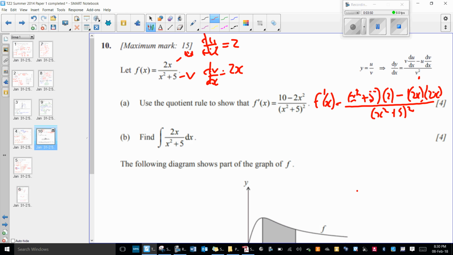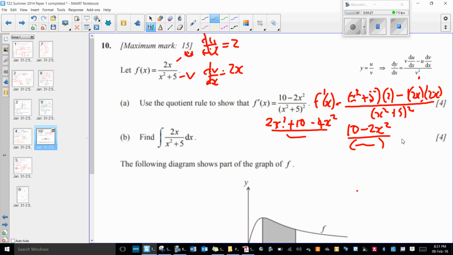Okay, so we've got x squared plus 5 times 2. So that's 2x squared plus 10 minus 4x squared on the top. I'm not going to rewrite this at the bottom because it's too hard. And then 2x squared minus 4x squared is negative 2x squared. So we're going to write 10 minus 2x squared on the top. And then that same thing on the bottom. Okay, done.